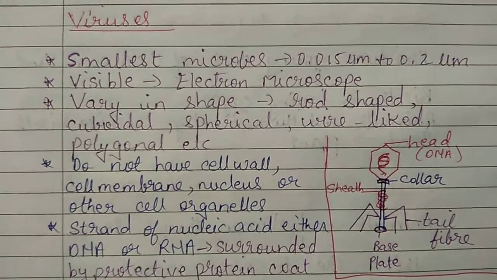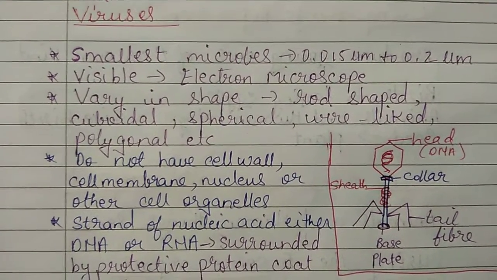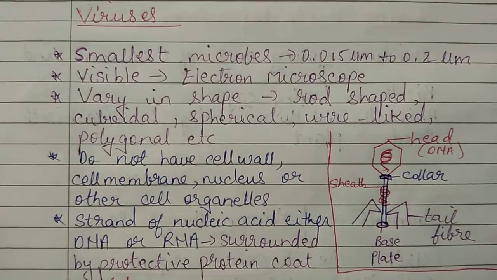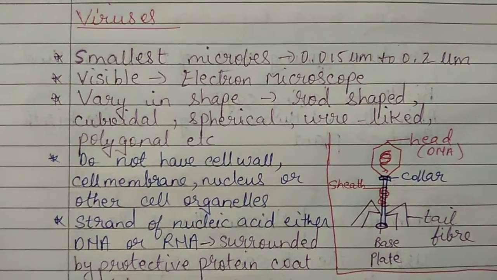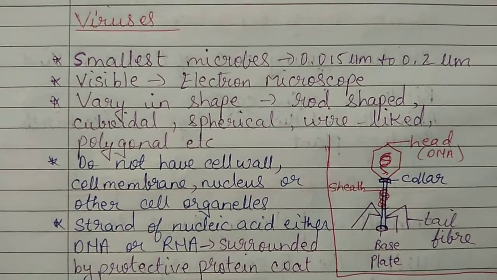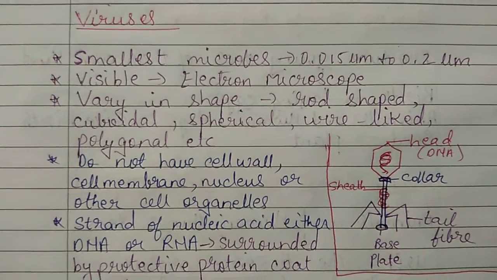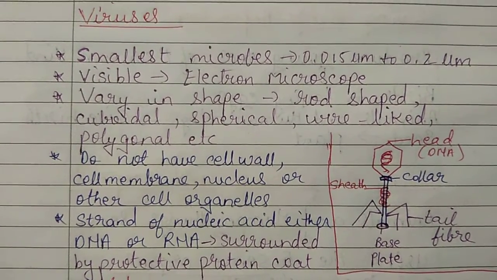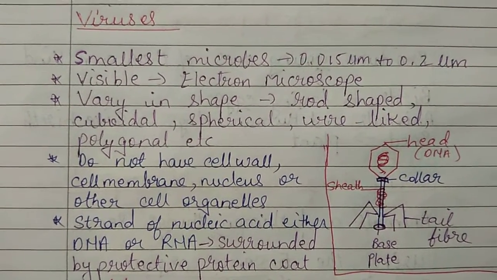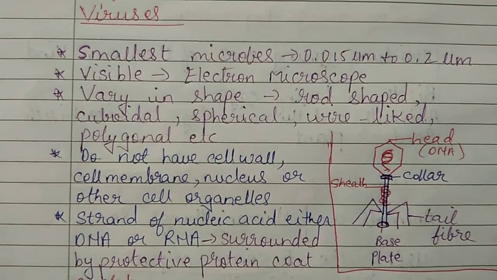Okay, now they vary in shape. They don't have a particular typical shape, but they vary. They can be rod shaped, cuboidal, spherical, wire like, polygonal, etc.